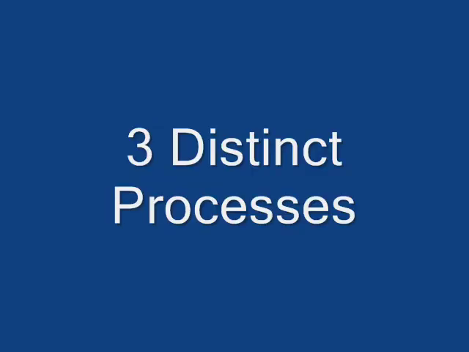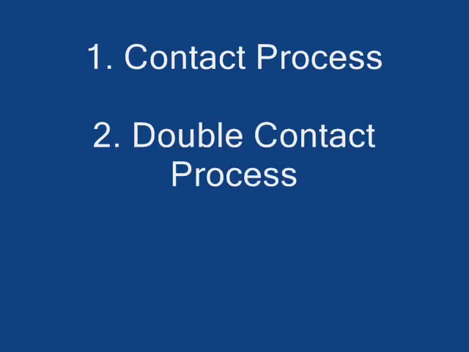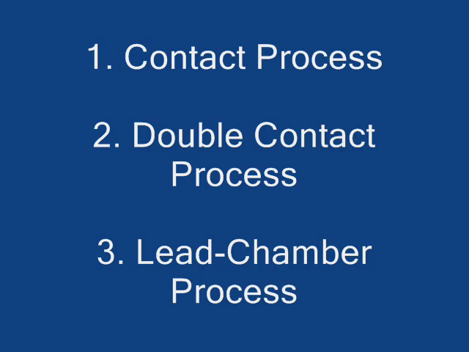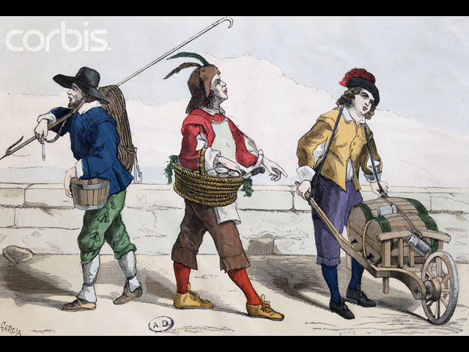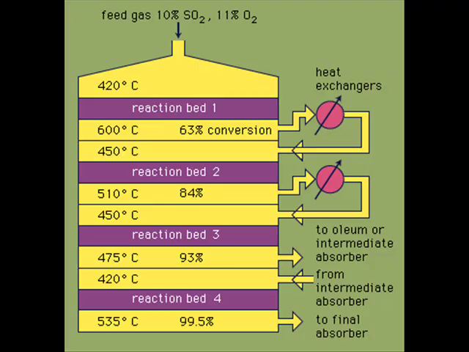There are 3 distinct processes in the manufacturing of sulphuric acid. These are the contact process, the double contact process, and the lead chamber process. The contact process was developed by Peregrine Phillips, an English vinegar merchant from Bristol in 1830. After much refining over the years, this modern industrial method is preferred because it yields more product than the lead chamber process.